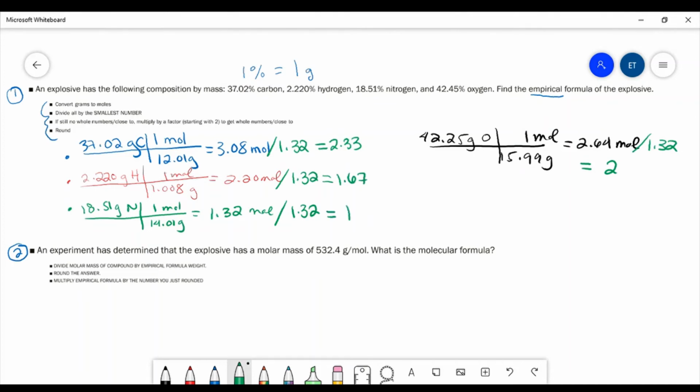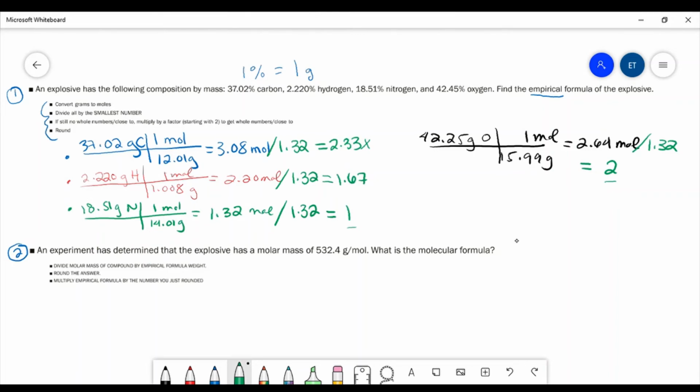Okay. So once you reach this point, you have to see if you have any whole numbers like these, or numbers that are super close to a whole number, something that you can round easily. But in this case, we only have two whole numbers, and the rest are not that close to the next whole number. So when that happens, you're going to have to multiply by a factor to get whole numbers or really close to the next whole number. You always start with 2 and then go up from there.